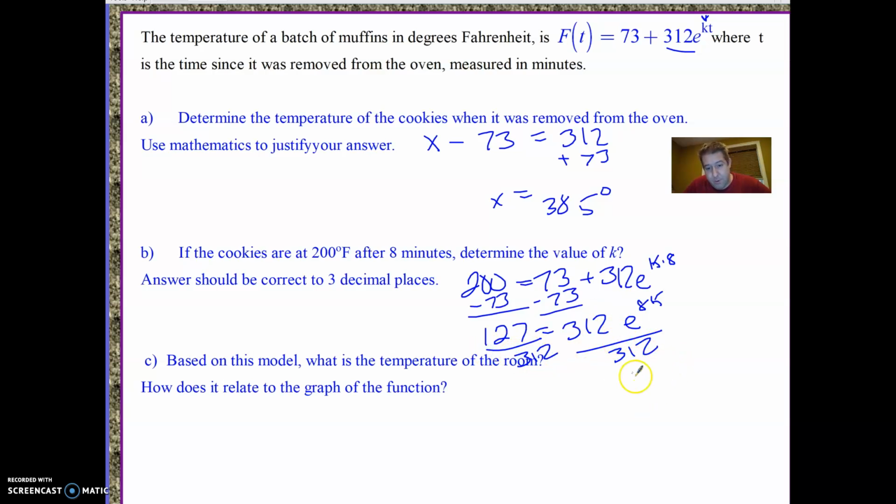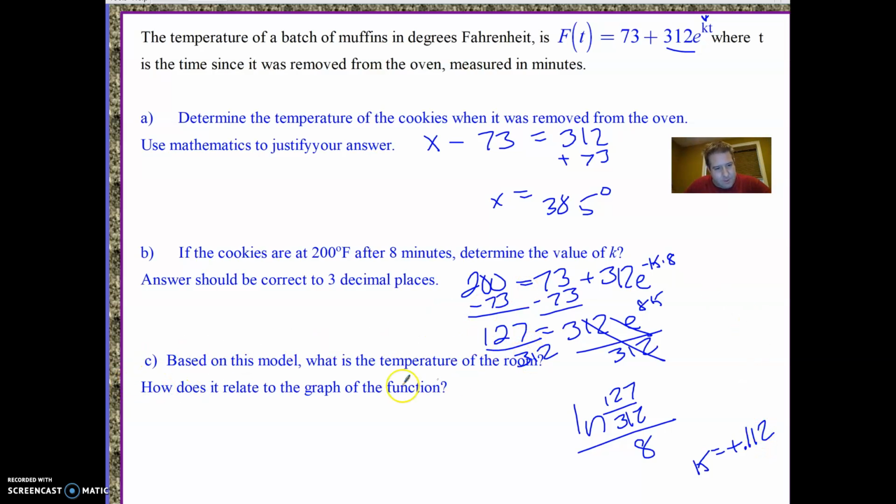All right, and then we're going to do natural log of both sides. So 127 over 312, then natural log to get rid of that base E, and then divide all of that by 8. So natural log of 127 divided by 312. Then divide that answer by 8. And that's going to give me a K of negative 0.112. All right, but the equation is negative KT, so technically the K is positive 0.112.